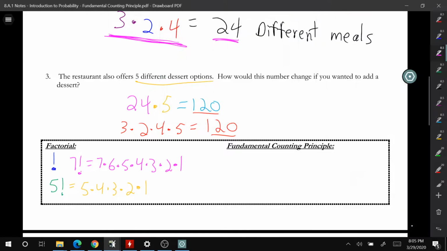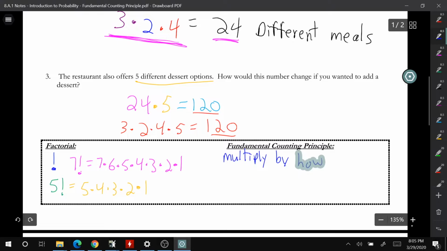Now, another term we're going to talk about is something called the fundamental counting principle. And in my own words, what that means is we're going to multiply by how many choices we have to get the total number of possibilities.